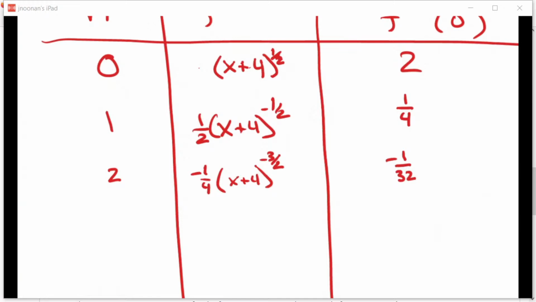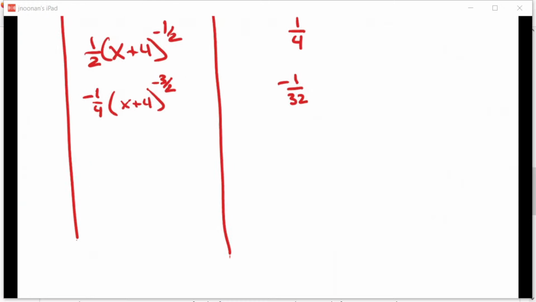Is that right? You think? Sure. Yeah. Oh, some people don't though. So thank you for reminding me that I do have some unbelievers. So here, I will do that one in full. It's negative 1/4 times 0 plus 4. Sorry, not square root, to the negative 3/2. So that's all I'm doing to get this negative 1/32.